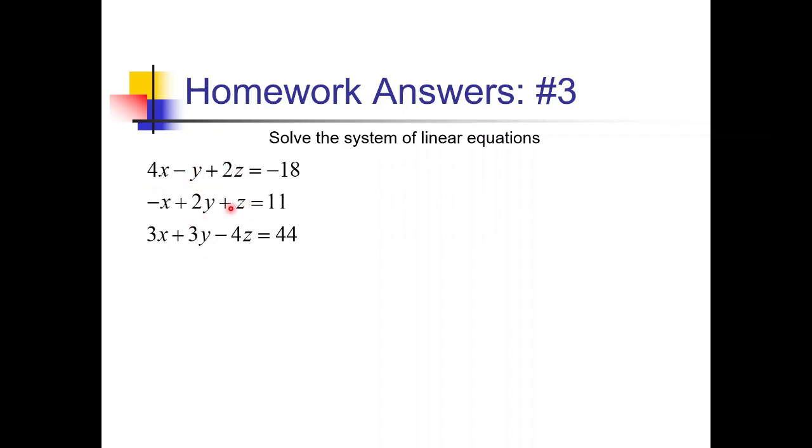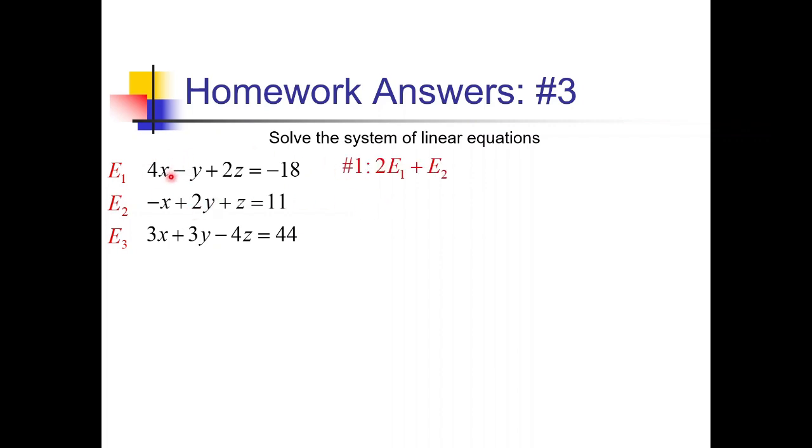But really any of those would work out fine. So if I multiply this first equation by 2, that'll give me a negative 2y, which will cancel out this positive 2y in the second equation. So let me label my equations 1, 2, and 3. And let me do 2 times equation 1 plus equation 2.